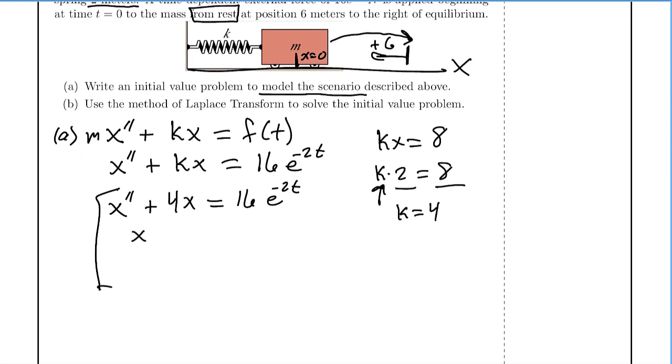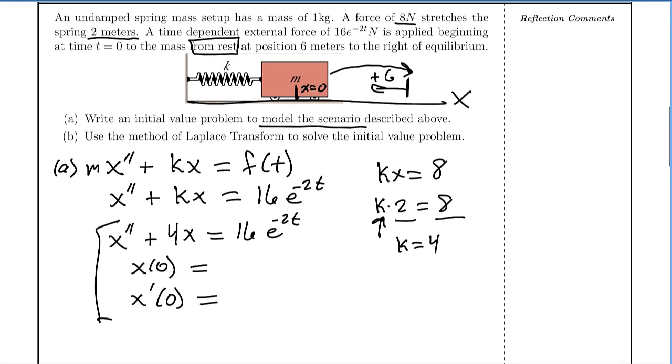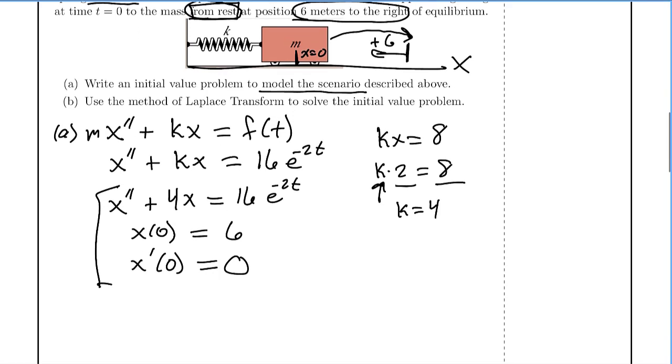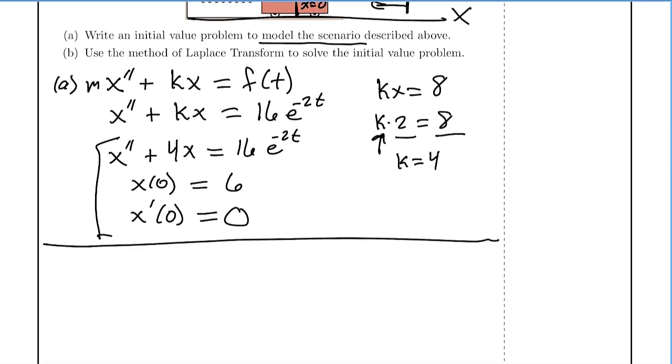Now a model should have initial conditions, and since it's a second order model, we should have 2 initial conditions, one for position, one for velocity. It said it was released from rest. That means the velocity is 0. 6 meters to the right, assuming that right is positive as pretty standard, x of 0 would be 6. So that's part A. That's the initial value problem that models the scenario.